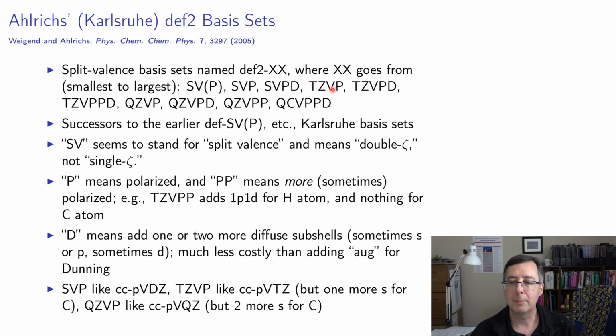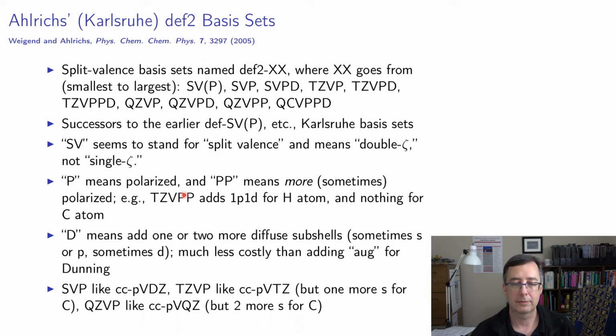So TZVP is kind of analogous to CCPV-TZ from the previous slide. D again means diffuse. PP sometimes means I add extra polarization. It depends on what element you're talking about. And QZVP means quadruple zeta polarized. Quadruple zeta in the valence. It's still split valence, so it's still single zeta in the core. And so on and so forth. I think you see the pattern. So there was an earlier set called def, and the def2s have now succeeded it.